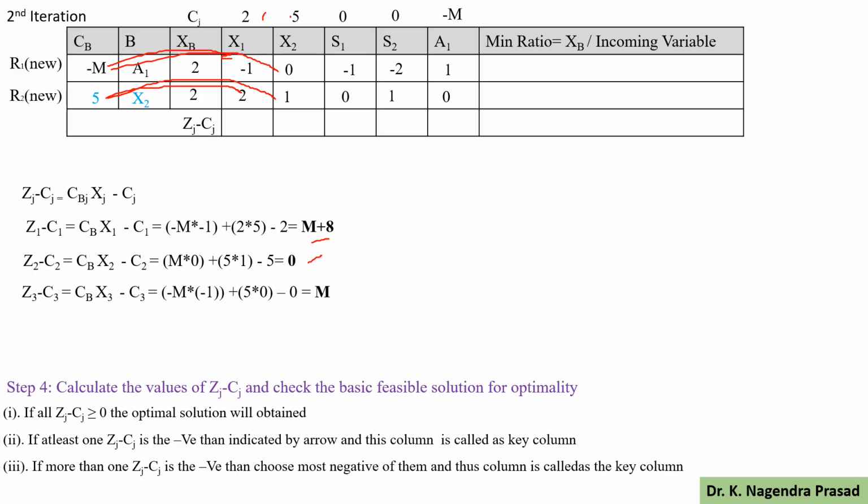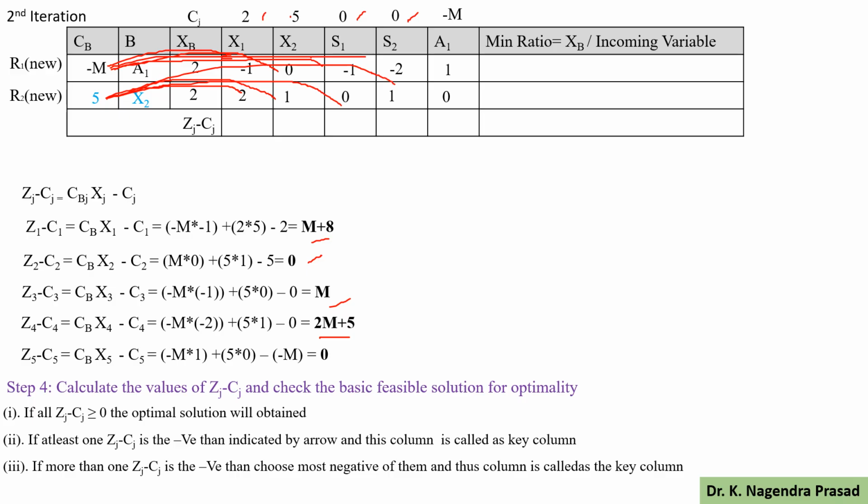And next one is Z3 minus C3. It is minus M into minus 1 plus 5 into 0 minus 0. It is M. So next, the Z4 minus C4 value is minus M into minus 2 plus 5 into 1 minus 0. Its value is 2M plus 5. So next, the Z5 minus C5 value is minus M into 1 plus 5 into 0 minus of minus M, it is 0.